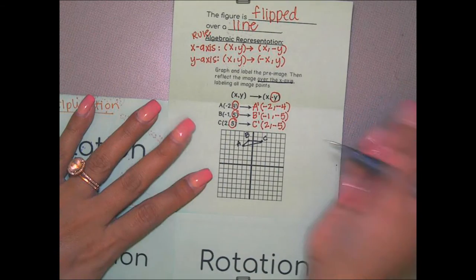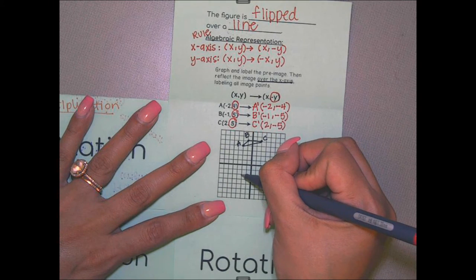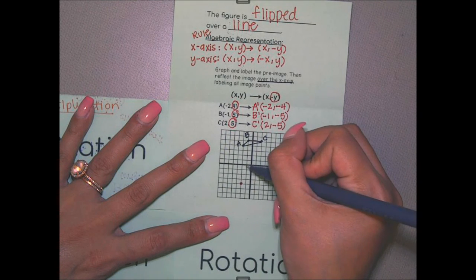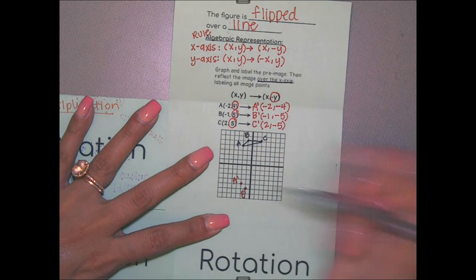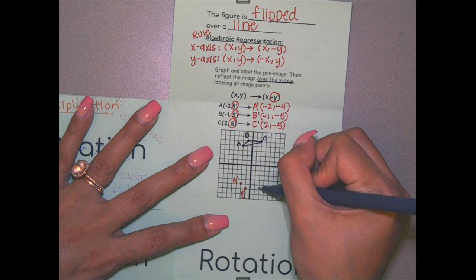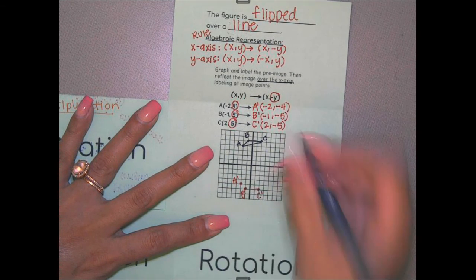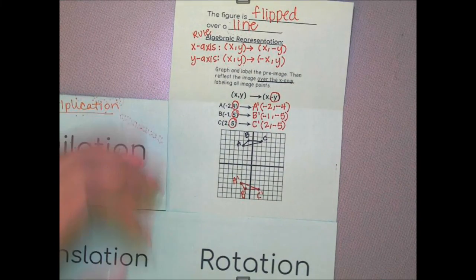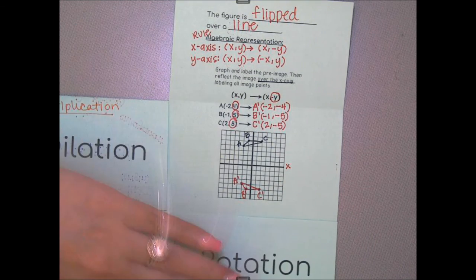So then I can graph it. So my A prime is going to be at -2, -4. B prime is going to be at -1, -5. And C prime will be at 2, -5. And when I connect the dots, I have a reflection across my x-axis. And here's my x-axis. So if my mirror was there on the x-axis, it flipped it to the other side.